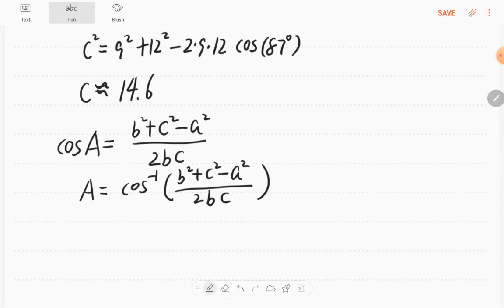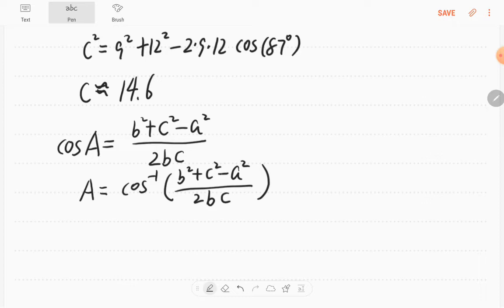The reason is, if you use the cosine inverse, we don't need to discuss the different cases, because the cosine inverse is always between 0 and pi. So if it's positive, you must have an acute angle. If it's negative, you must have an obtuse angle, right?